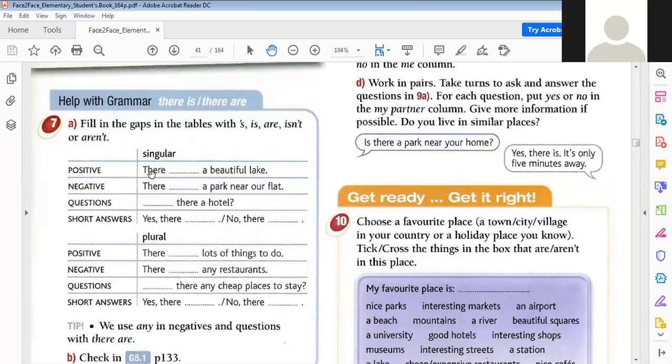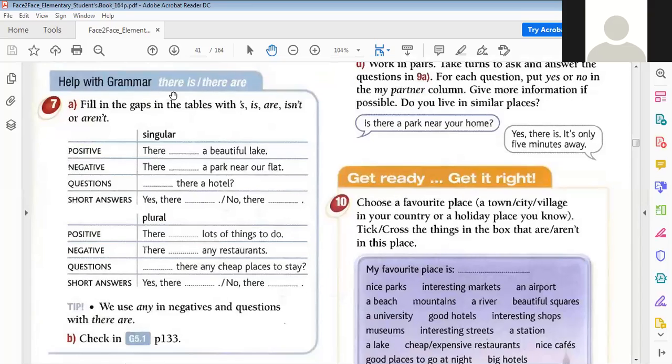All right, so let's talk a little bit about grammar now. Let's talk about there is and there are. Okay, so I want you to complete the table here. We have some examples. I want you to use the verb to be: is, the short form contraction, and the complete form is. We also have are, and then in the negative we have isn't and aren't. So this means we have 5 options to choose to complete the gaps.